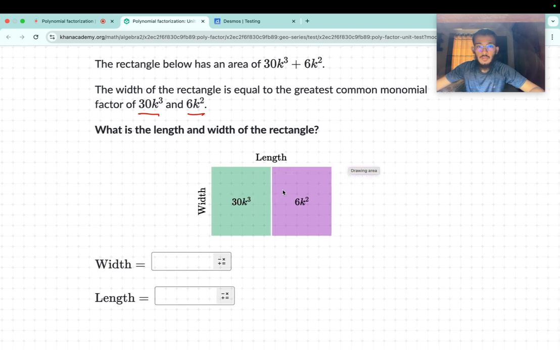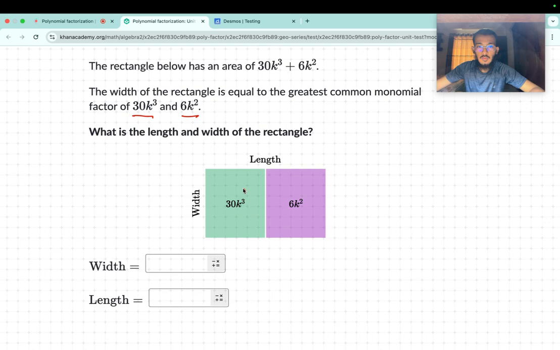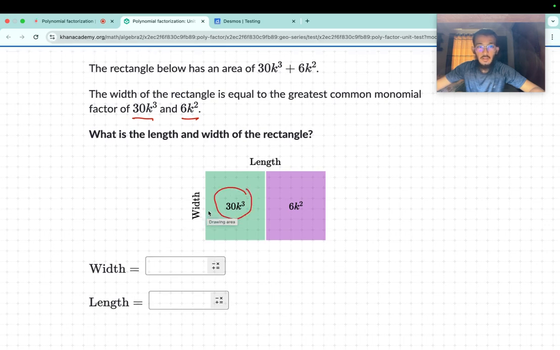Okay, so we know the area. We have to find the width and length. The width is equal to the greatest common monomial factor, also known as HCF, highest common factor, of 30k cubed and 6k squared.